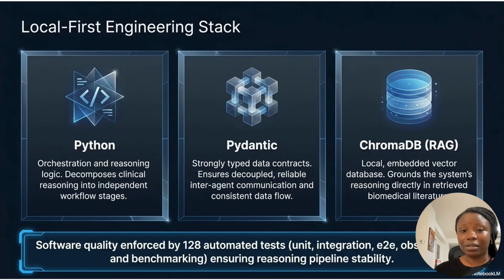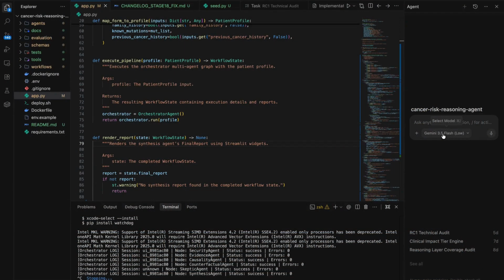To improve reliability, the project includes 128 automated tests covering unit, integration, end-to-end, benchmarking, and observability testing. Before demonstrating the system, I would like to briefly mention that CRRA was developed using Anti-Gravity.